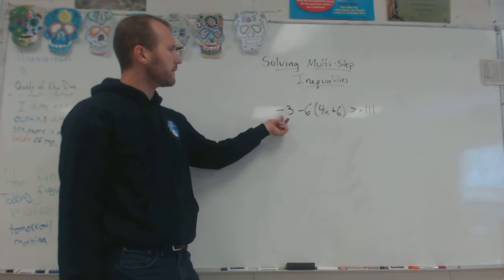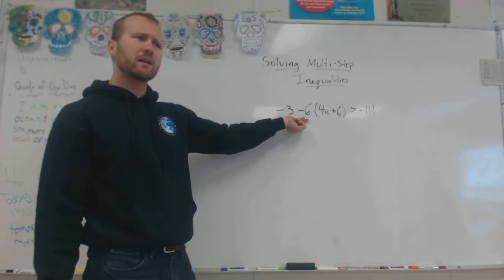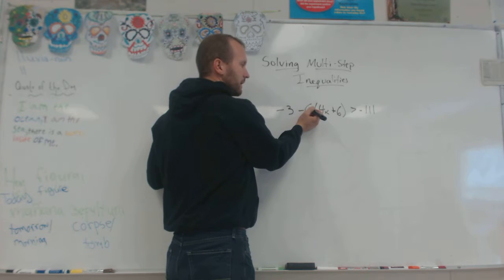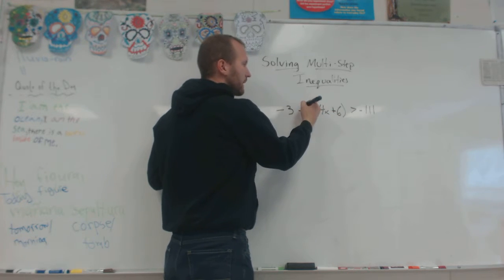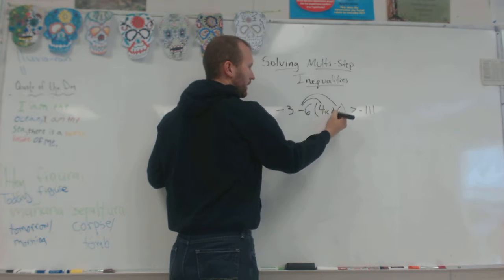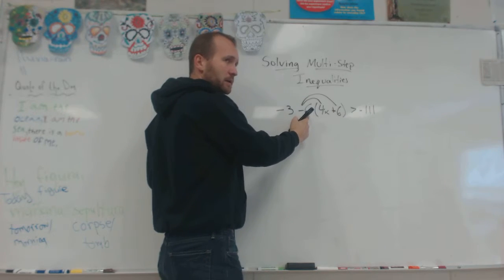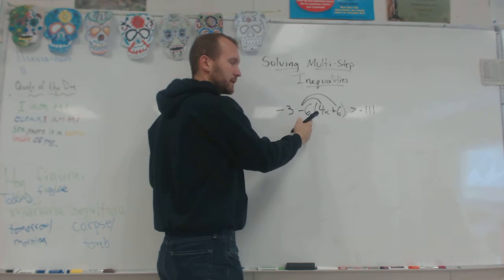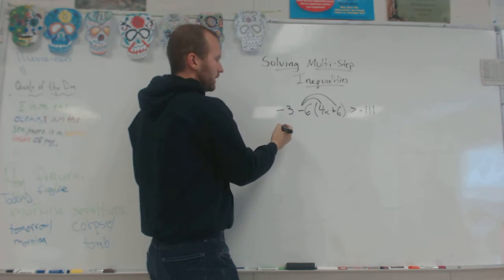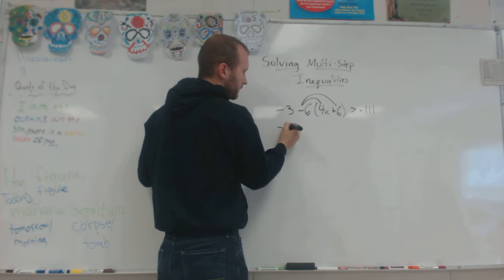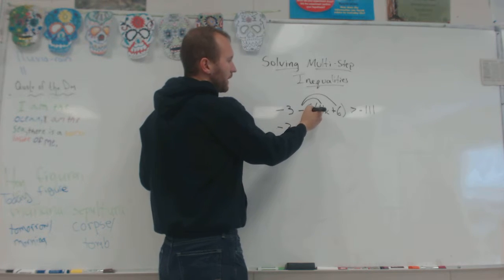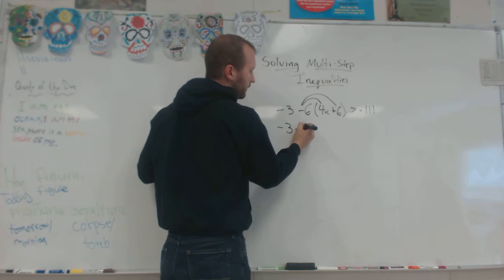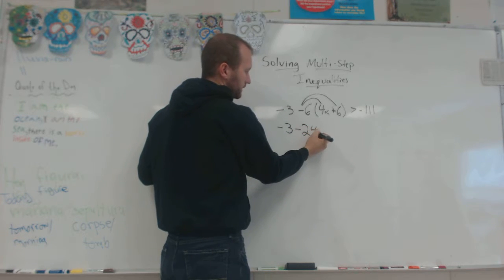Can I combine the negative 3 and the negative 6 right away? No. No. Good. I'm so glad you said that. Because this is multiplied times all of this. And it's not just the 6 that I'm multiplying, it's the 4x and the 6. Right? So I'm going to keep my negative 3. And I'm multiplying negative 6 times 4x is negative 24x.